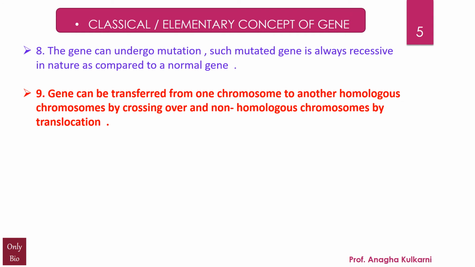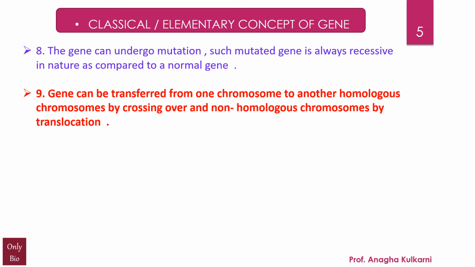Point number 9. Genes can be transferred from one chromosome to another homologous chromosome by crossing over, and to non-homologous chromosomes by translocation. Friends, when the genes get transferred, then and only then are there chances of variation. Normally, the genes can be transferred only during the process of crossing over that occurs during meiosis. If you remember, it occurs during the pachytene stage of meiosis 1.